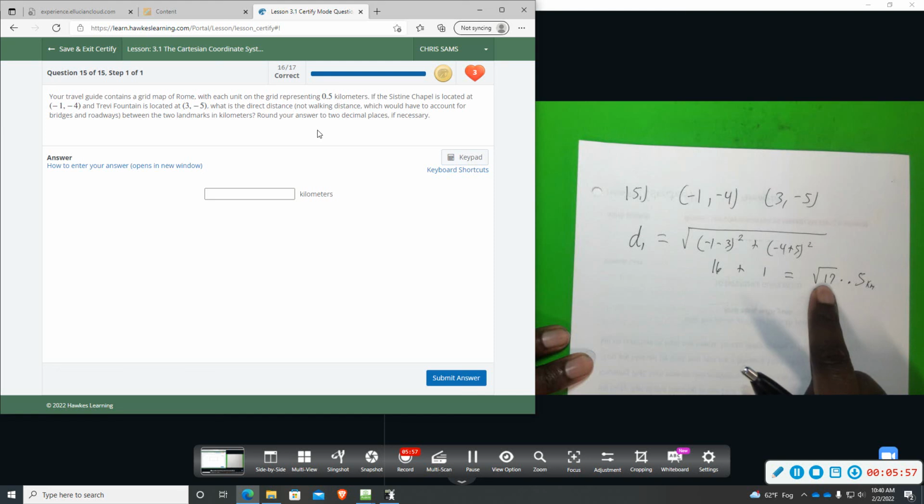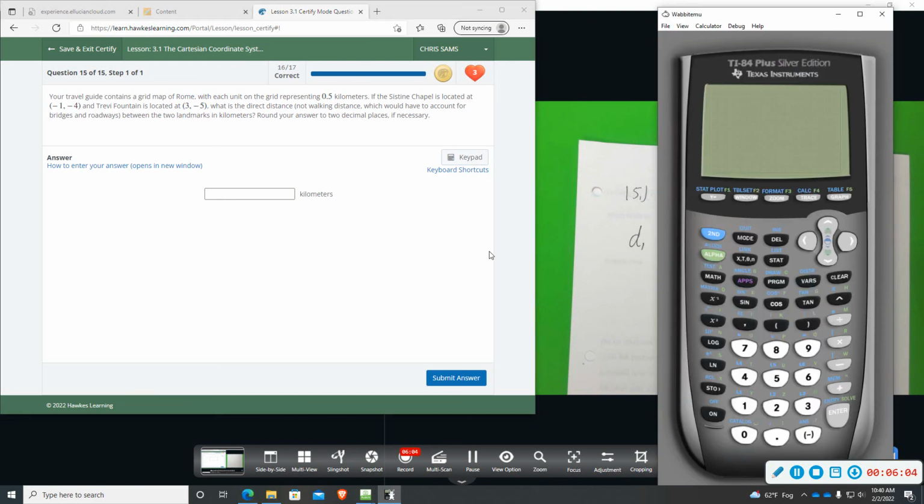So we're actually going to input square root of 17 times 0.5 and see what we get in kilometers. Turn this on, clear. We're going to do second square root 17. I'm going to arrow over so that I'm done, times 0.5. Okay, so we get 2.06 kilometers.